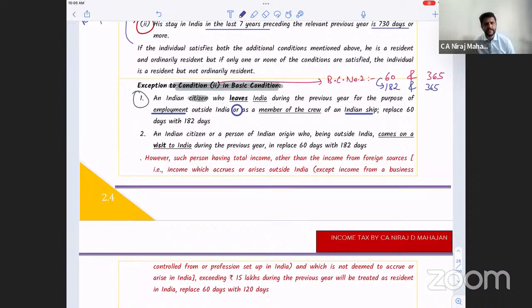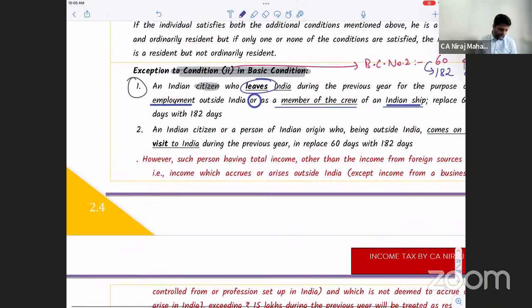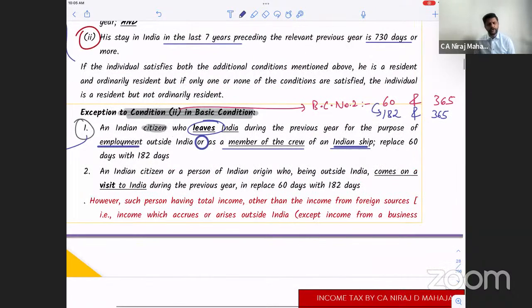This is the theory right now. I'm not going into the explanation properly. Replace 60 with 182. Otherwise, another case, if you are a member of a crew, the team which works on that vehicle or vessel, but of an Indian ship. Is this outgoing or incoming? In both cases the person leaves India, so it is outgoing. Fine. Leaving India, replace 60 days with 182 days.